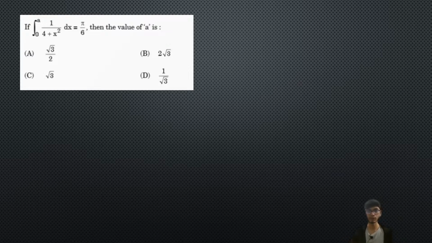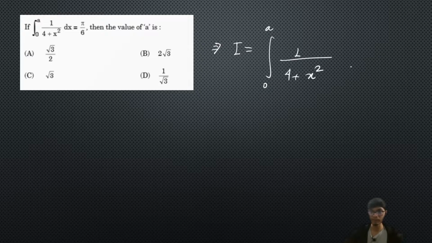Another very simple, straightforward problem, directly applying the formula and getting the value. So again, a one marker problem. In this class we are mostly discussing the one marker problems. It is said that the integral within the limit 0 to a of 1 upon 4 plus x squared dx is given as pi by 6. So you have to find the value of this unknown upper limit.